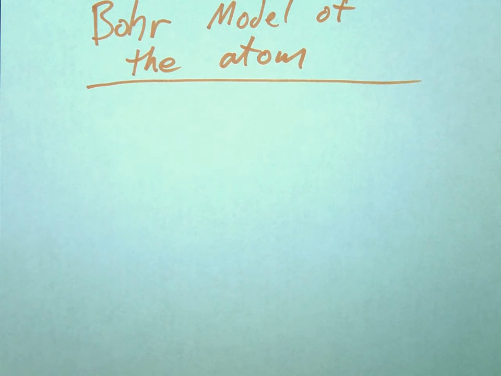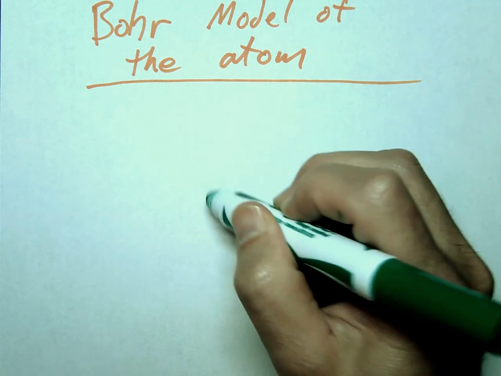Today we're going to look at the Bohr model of the atom, and it is important to understand that this is simply a model. This is not what the atom actually looks like, but it helps us to understand the atom a little bit better, as well as the particle nature of light. So the model looks something like this.